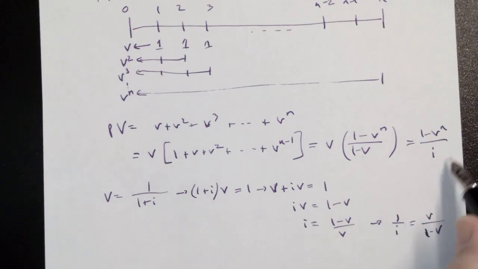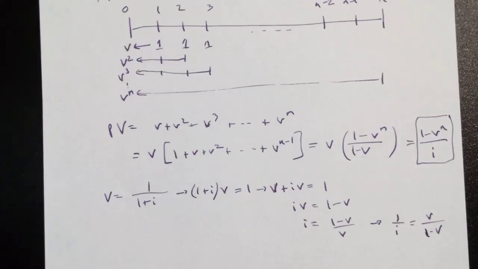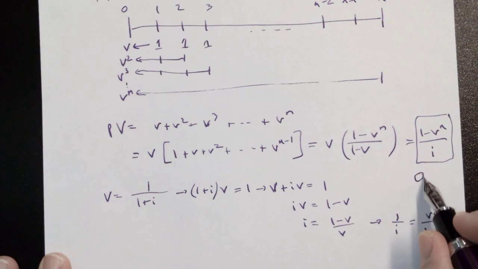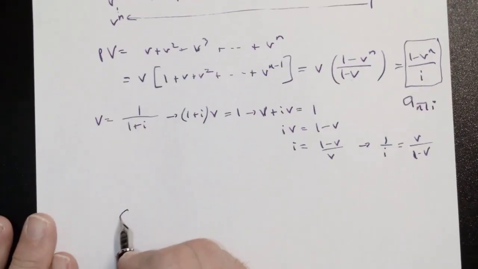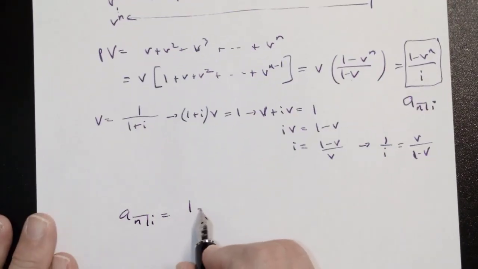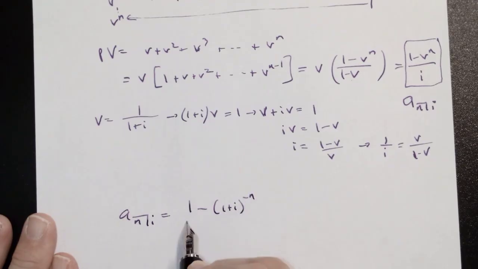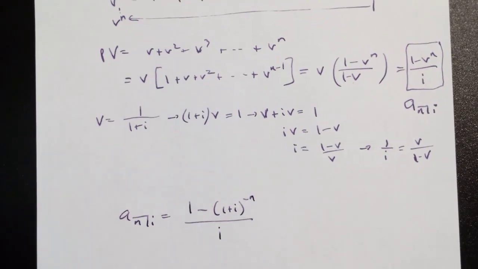This value right here gets used so often, I'm going to give it a symbol just like I did for the future value. Present value is going to be a angle i. Now, I am very unhappy with using v as opposed to i, so I tend to write this a little differently: 1 minus (1 plus i) to the minus n, over i. The negative in the exponent there comes from the fact that v is 1 over 1 plus i.